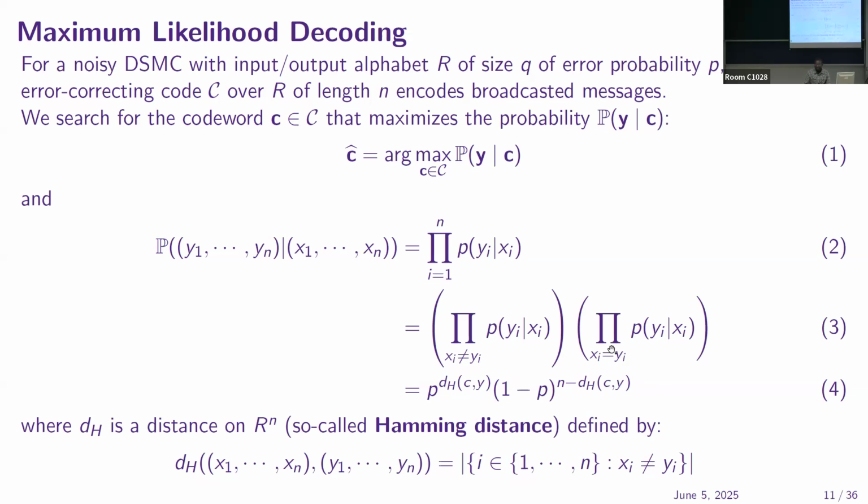In the second product, there is no error. The probability that we receive a word that isn't corrupted is 1 minus P. We have this expression: the probability to receive a word y, given that x is sent, is P to the power of the Hamming distance between c and y, times (1 minus P) to the power of n minus the Hamming distance between c and y.